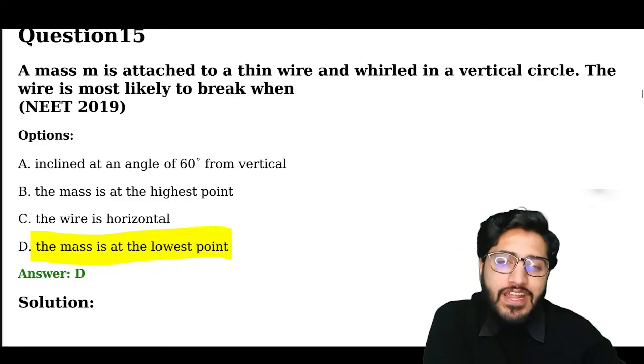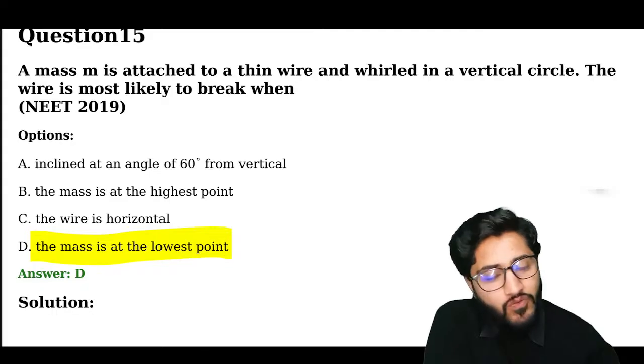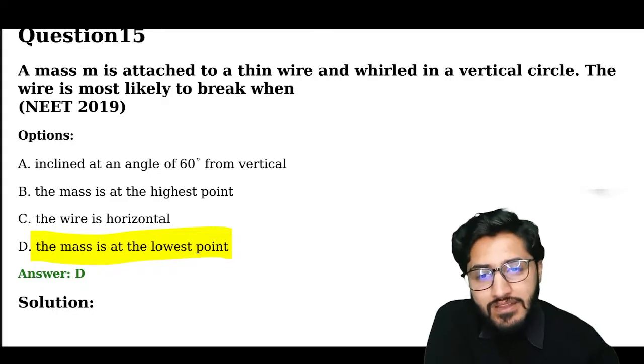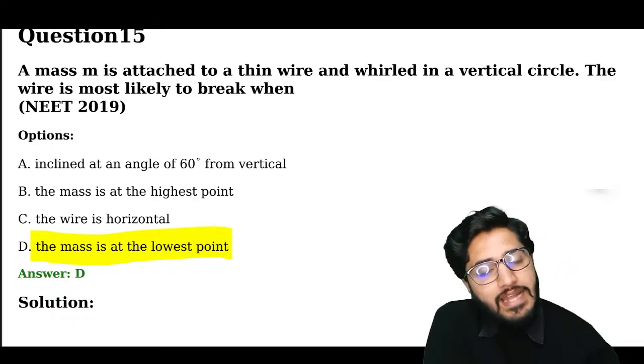If we are having any vertical circular motion, we know that every time the tension will be maximum at the lower portion and minimum at the upper portion.